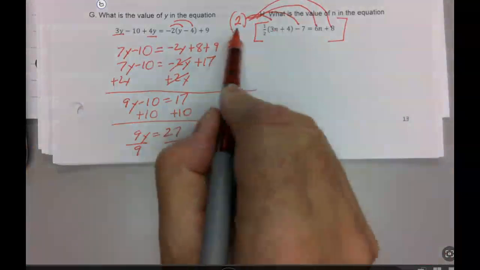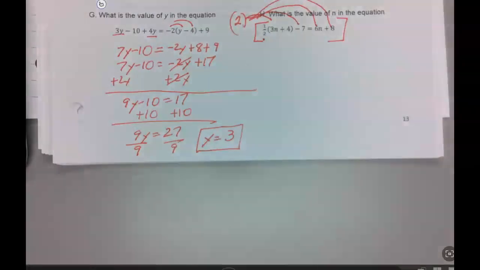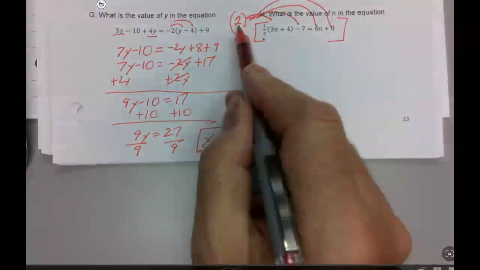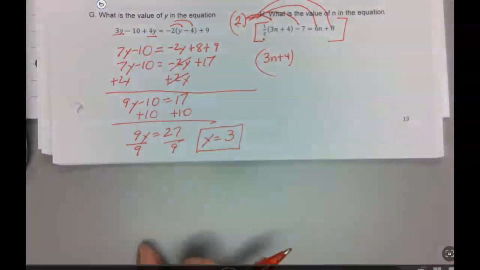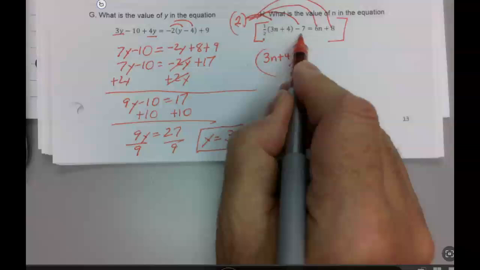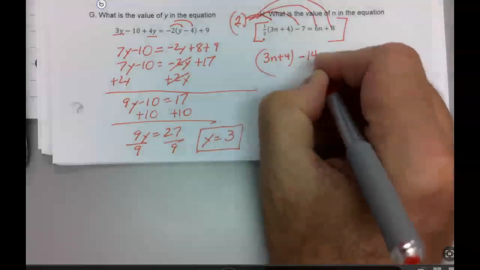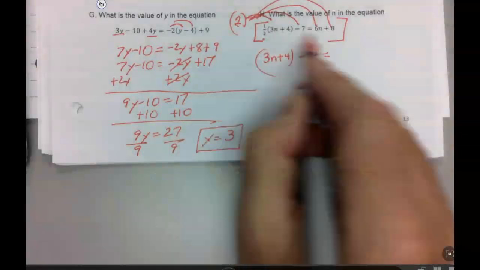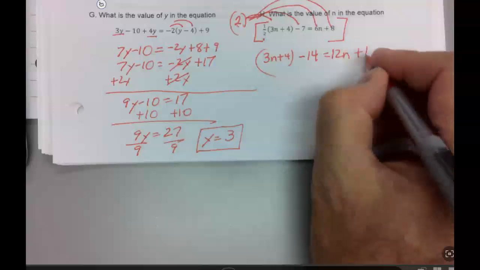Okay, so what's 2 times a half give me? What's half of 2? 1. So does everybody agree with me? I just end up with this right here. What's 2 times negative 7? Negative 14, is that right? What's 2 times 6n? 12n, and what's 2 times 8? 16.